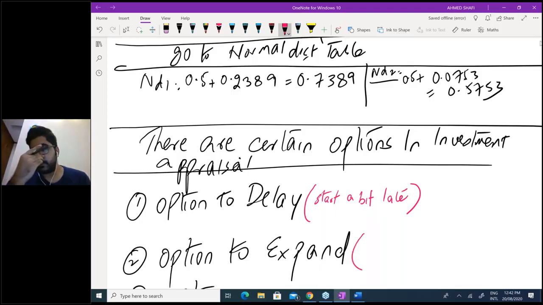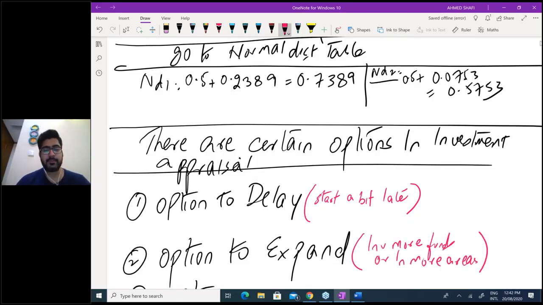Sometimes in investment appraisal, we get an option to expand. Option to expand is to invest more funds or in more areas. For example, you plan to invest in the UK market. There's always an option that you can enter the Scottish market as well. Let's suppose you plan to enter 3 cities. There's always an option that you can enter 5 cities. So this is the option to expand.